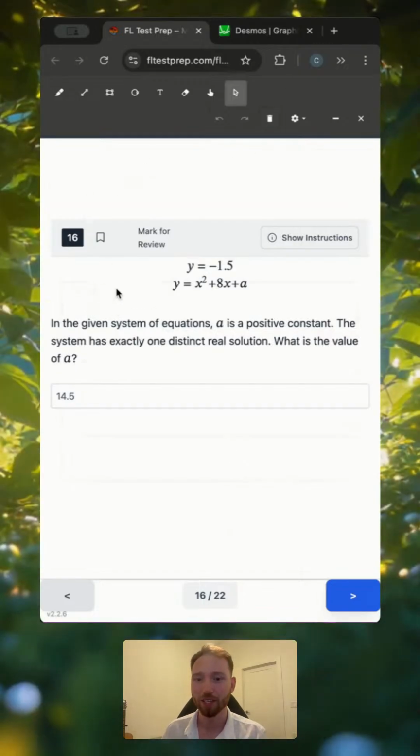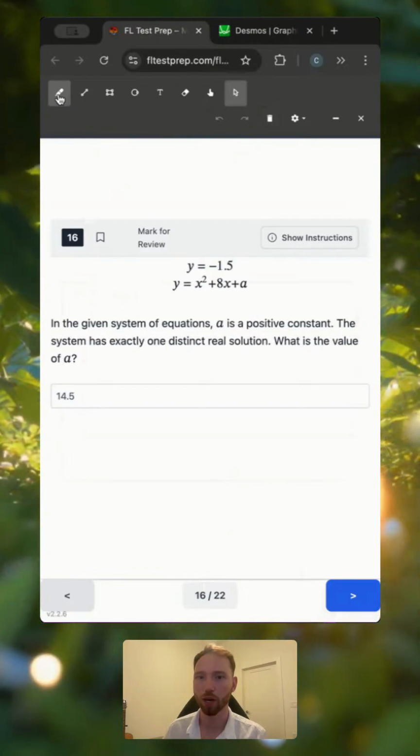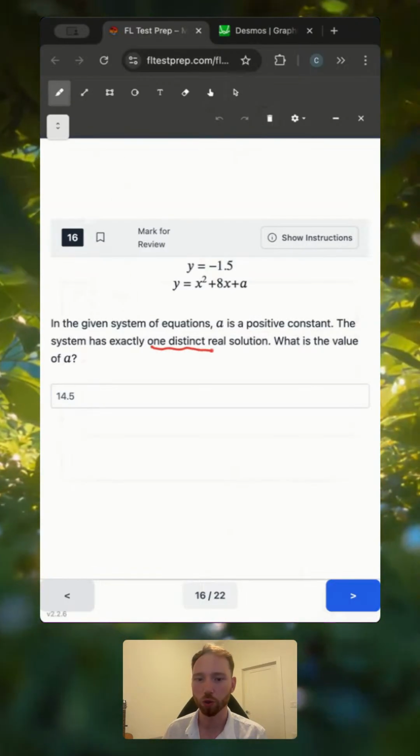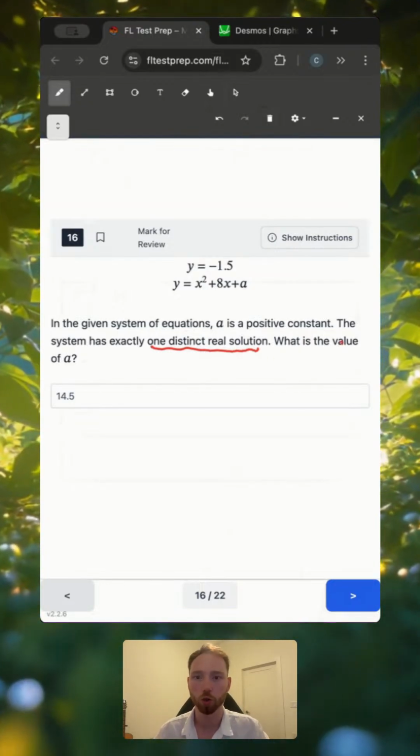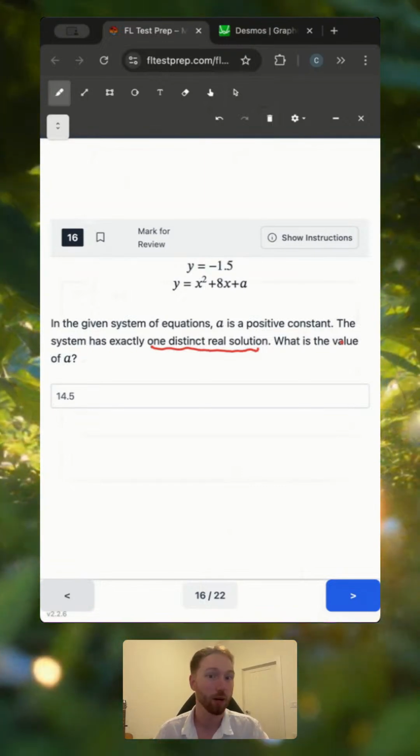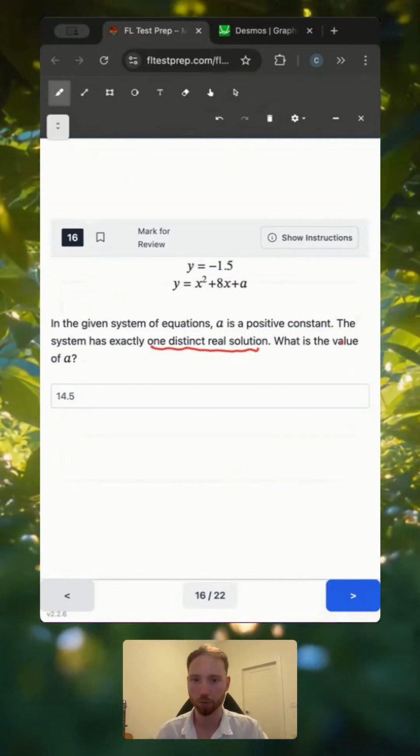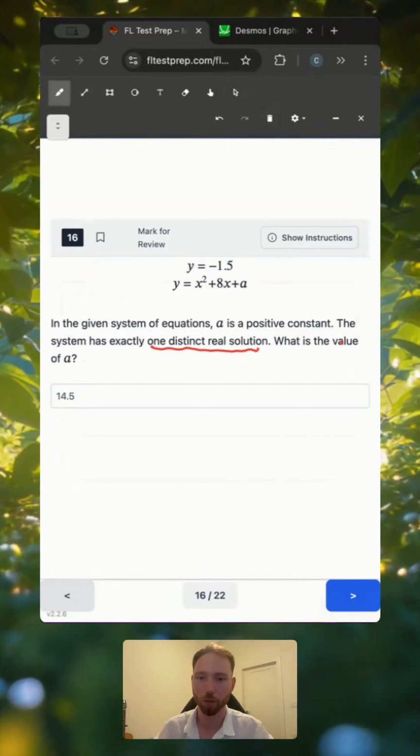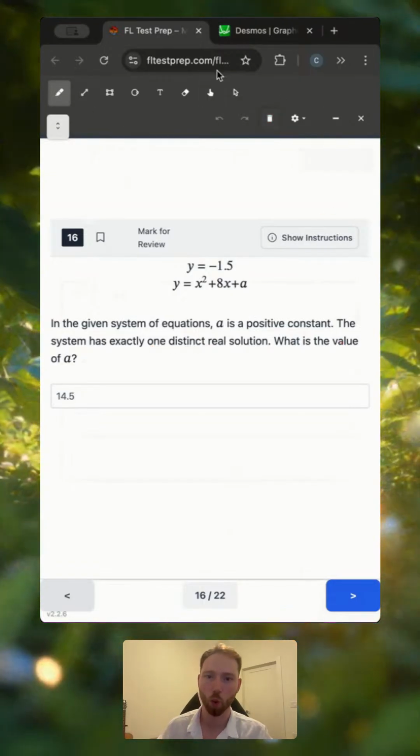All right, in the given system of equations, a is a positive constant. The system has exactly one distinct real solution. What is the value of a? Whenever you see solutions or systems of equations where you're given two lines and they ask you how many solutions there are, Desmos, Desmos, Desmos. Always plug into Desmos. So that's what I'm going to go ahead and do. And I'm looking for when they intersect at one time and one point.